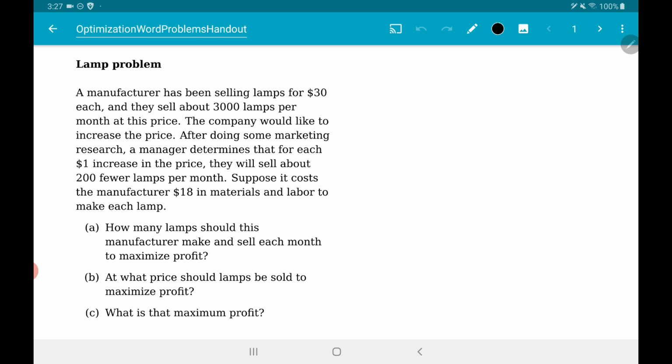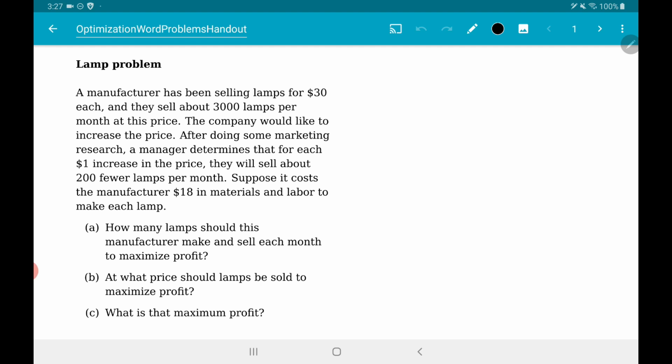A manufacturer has been selling lamps for $30 each, and they sell about 3,000 lamps per month at this price. The company would like to increase the price. After doing some marketing research, a manager determines that for each $1 increase in the price, they will sell about 200 fewer lamps per month.